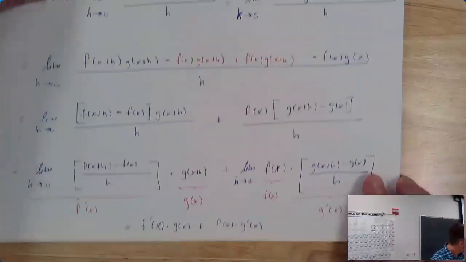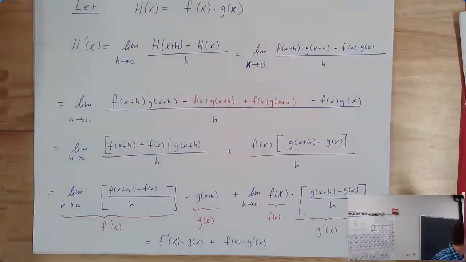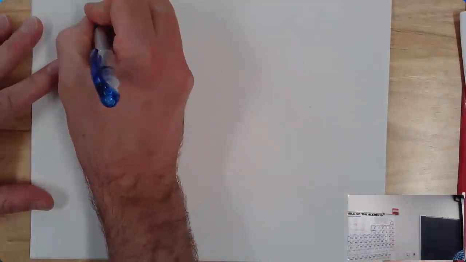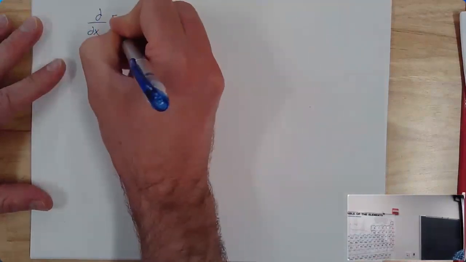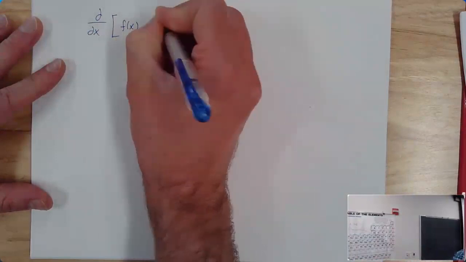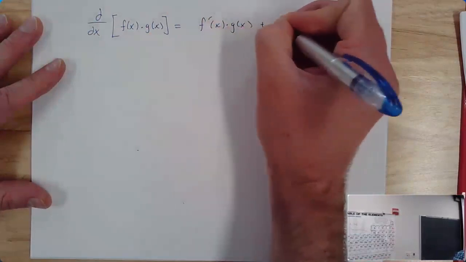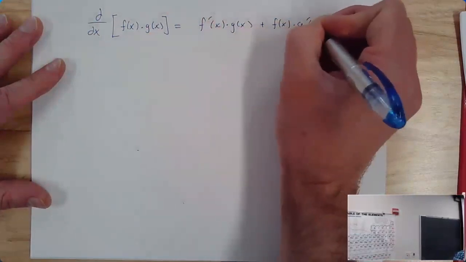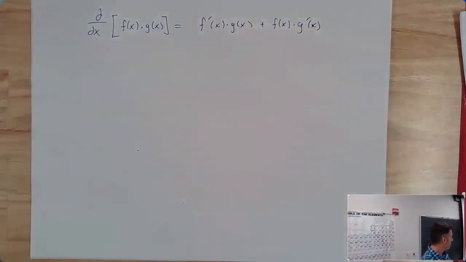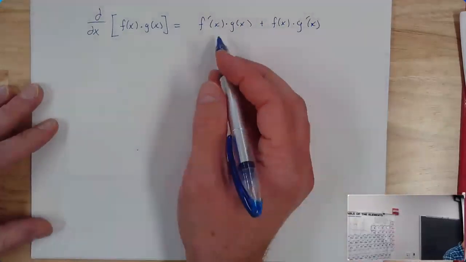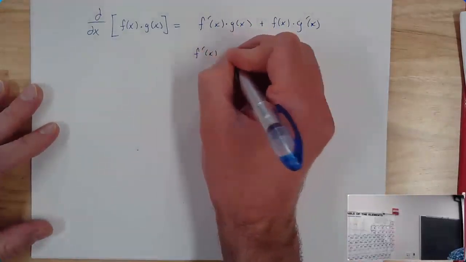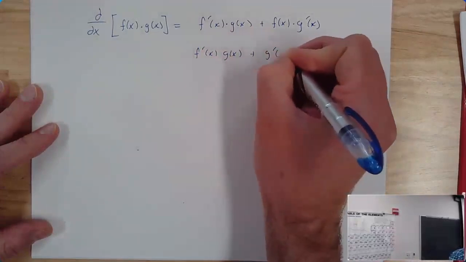So let me write this down. Here, let me zoom back out. There are a couple different ways to write this. I usually like to write it as the derivative of f of x times g of x is equal to f prime of x times g of x plus f of x times g prime of x. People get a little bit loose about the way they write this, because the order of addition and multiplication doesn't matter. So people often write this as f prime of x times g of x plus g prime of x times f of x.